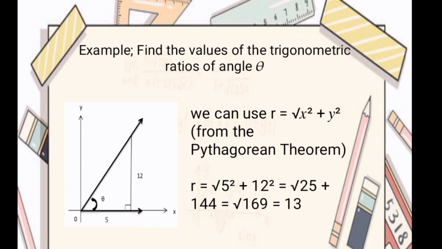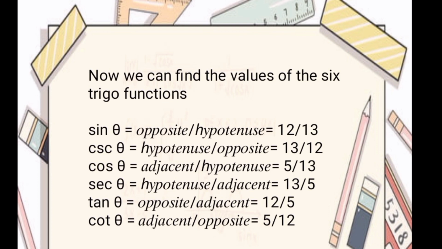times by itself. So r is equal to the square root of 5 squared plus 12 squared, which is equal to the square root of 5 times 5 is 25, plus 12 times 12 is 144. Then 25 plus 144 is equal to 169. Then the square root of 169 is equal to 13, which is our hypotenuse or our radius.